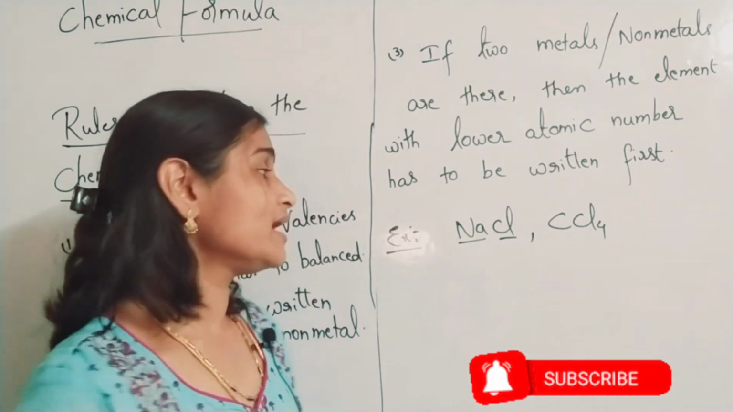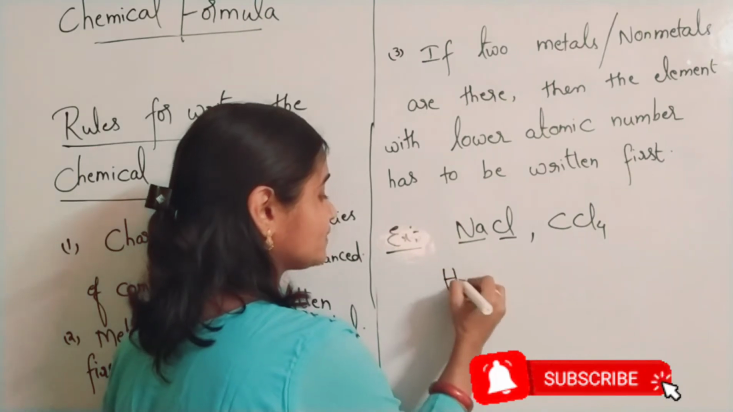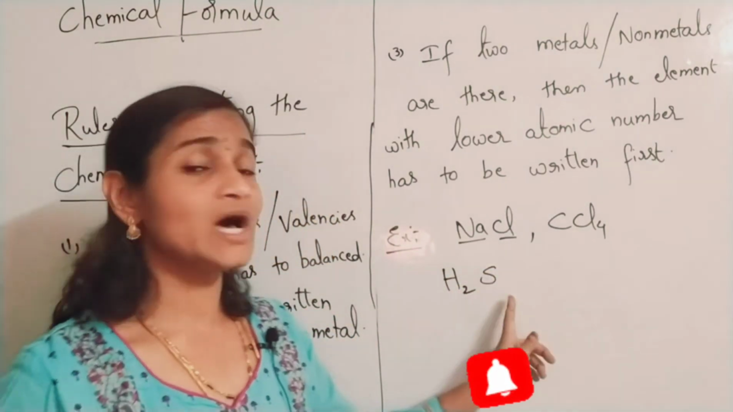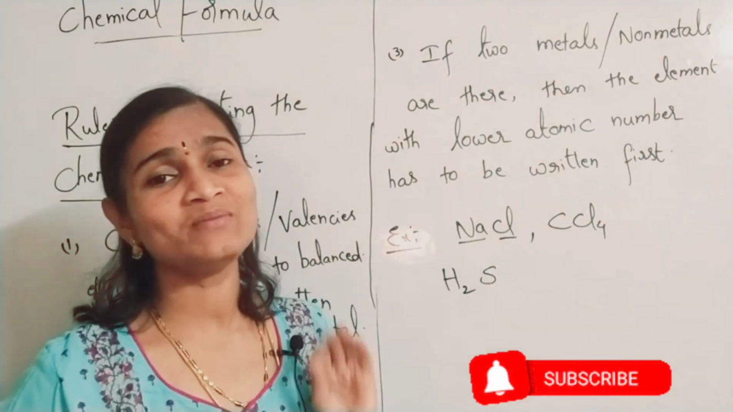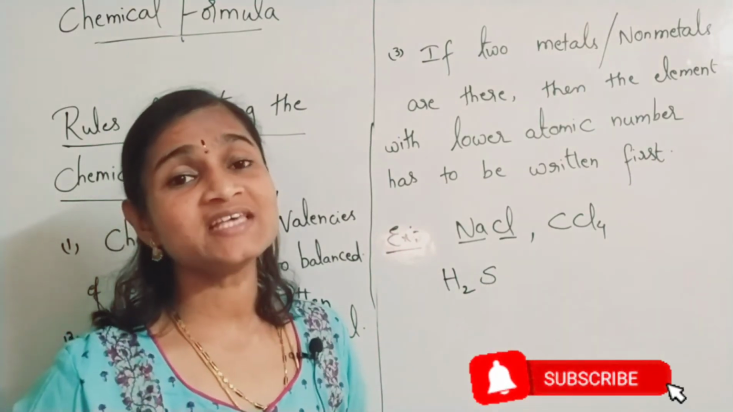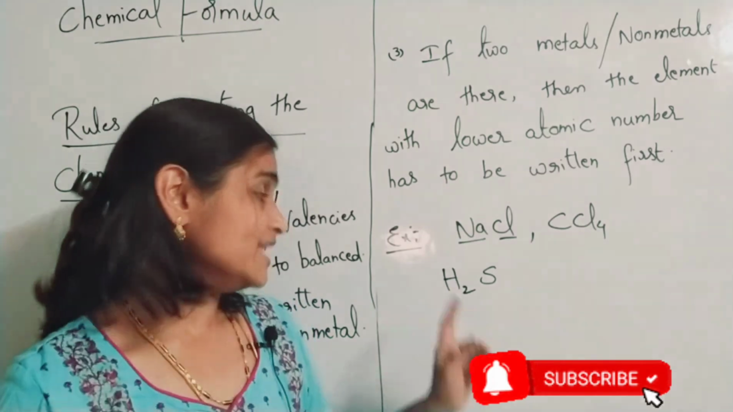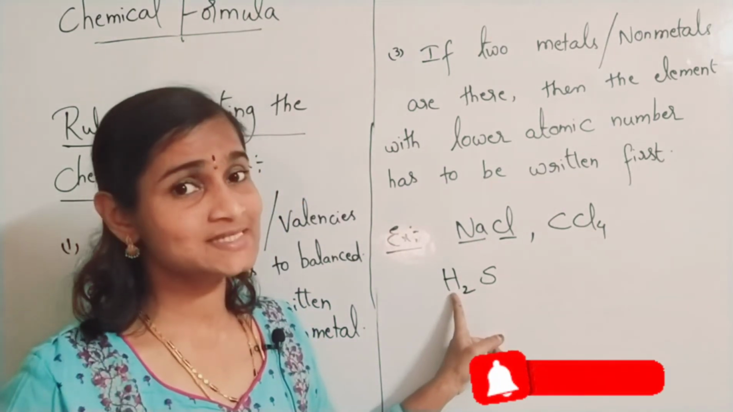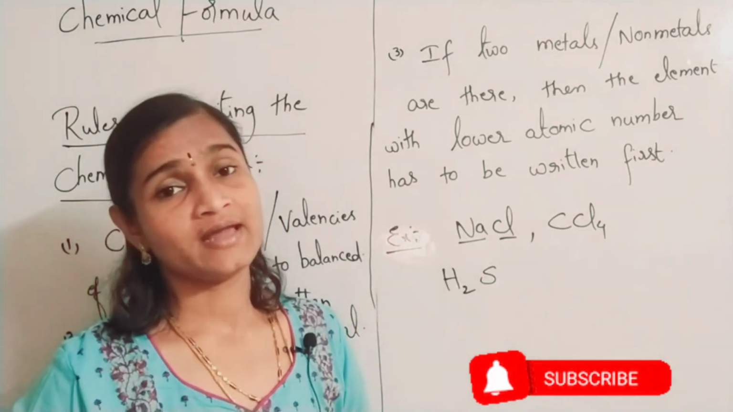So like that you have to follow the rules. H2S is there, hydrogen sulfide. Here also hydrogen and sulfur are both non-metals only. In such a case, what do you write first? Yes, the non-metal with the lower atomic number is written first, and then the one with the higher atomic number.